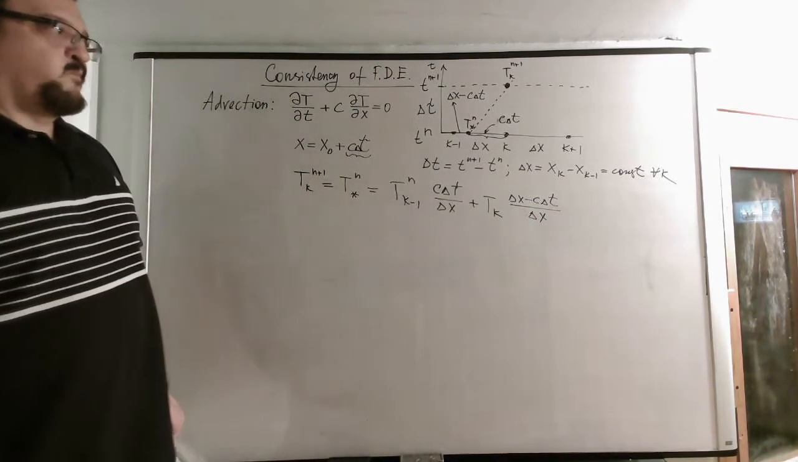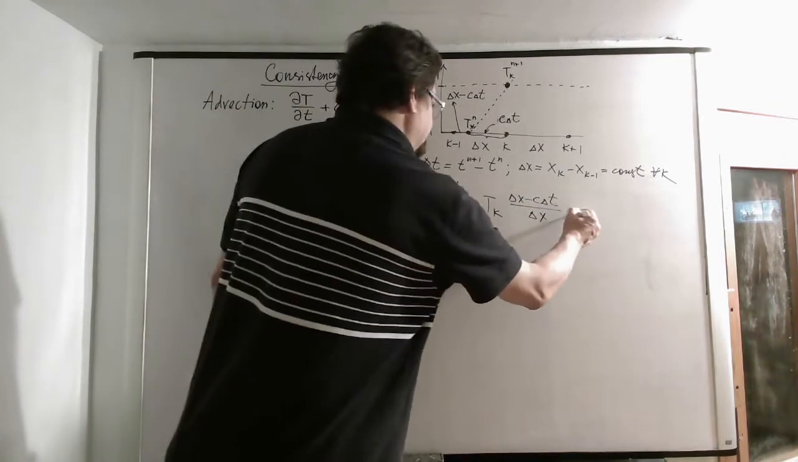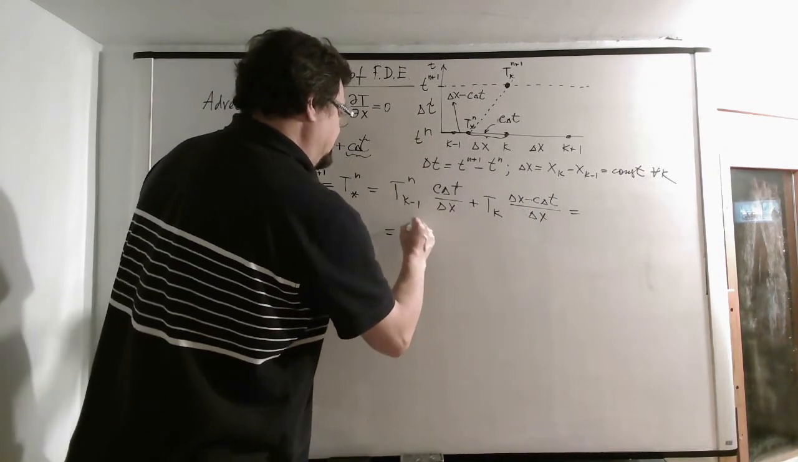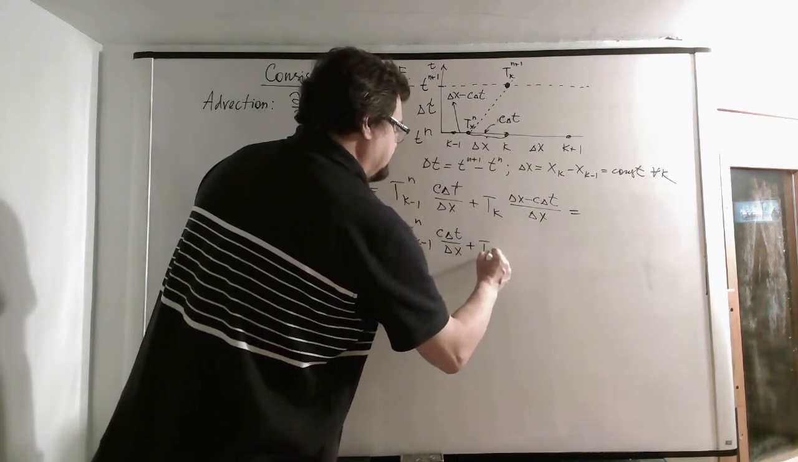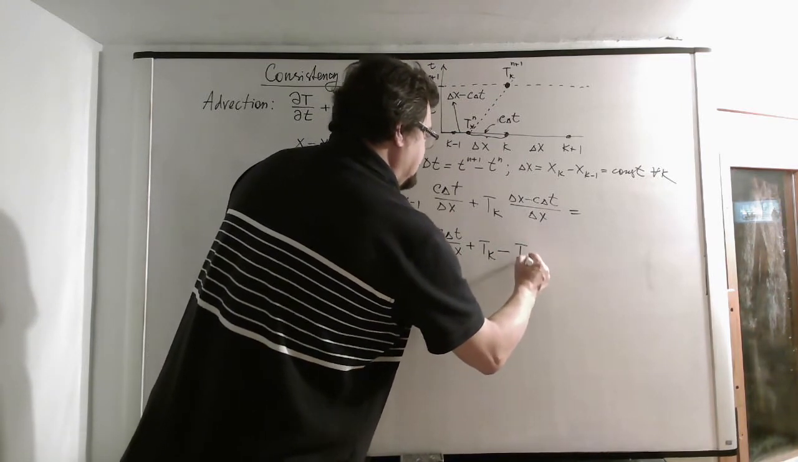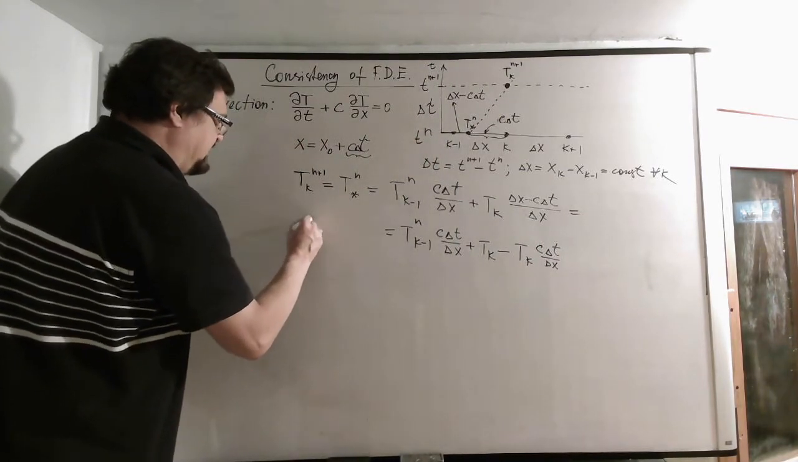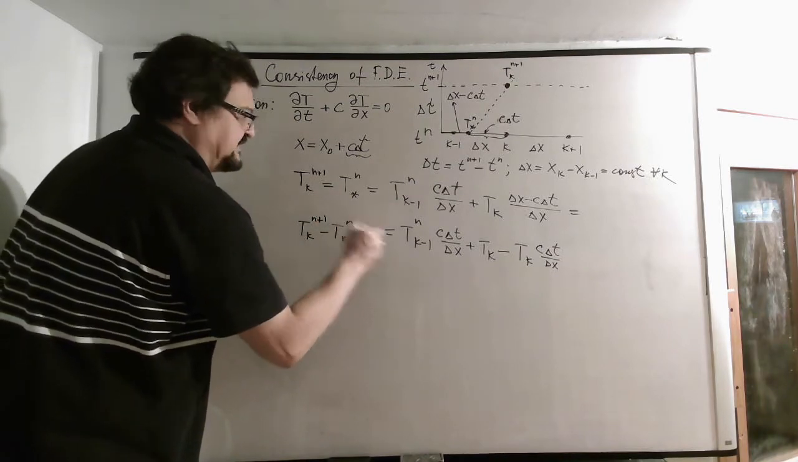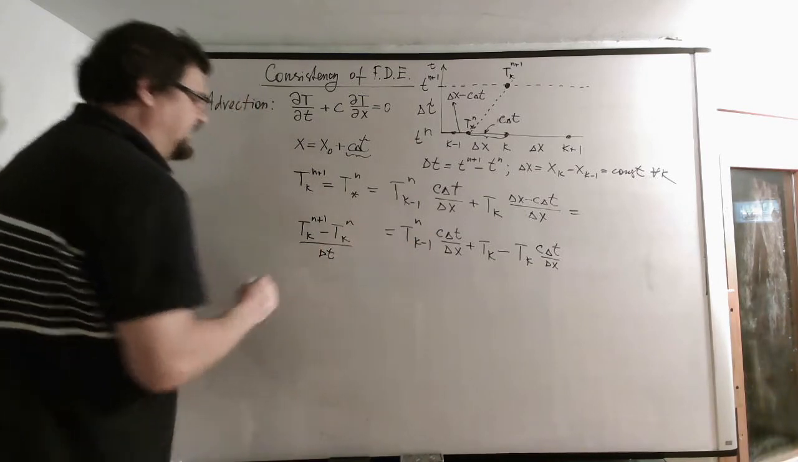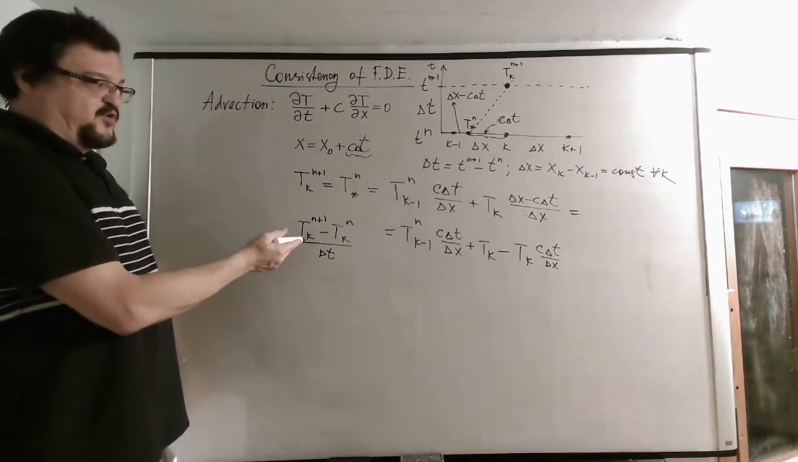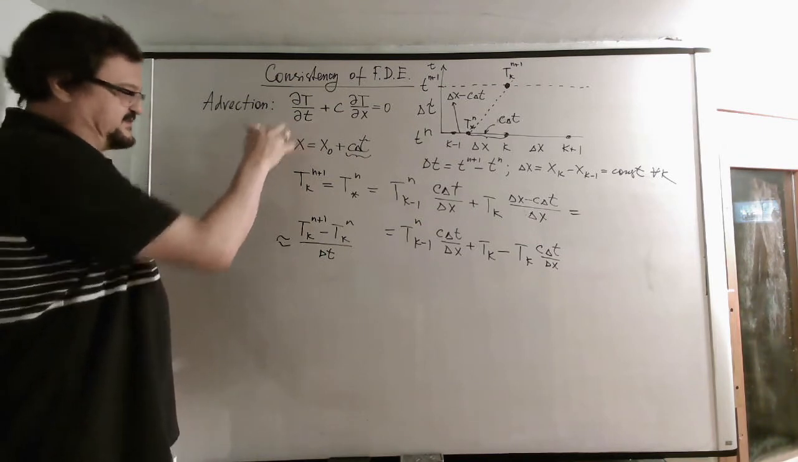So this is basically the scheme. Now this one equals T_(k-1)^n c delta t over delta x, plus T_k minus T_k c delta t over delta x. So we can write it as T_k^(n+1) minus T_k^n. We take this T_k from here and move it to the left-hand side, and we divide by delta t. That way, this is approximately the forward-in-time finite difference representation of the derivative in time.